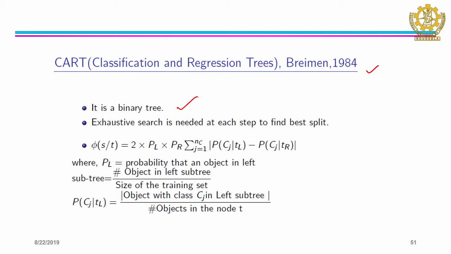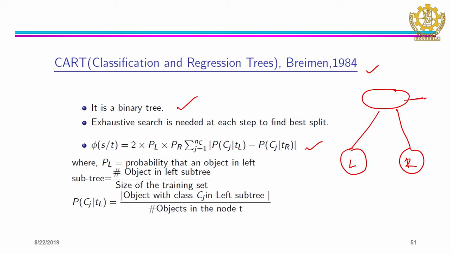Now, how do we get the best split? This is the formula. If you have a node, it can have a maximum of two branches: let us say the left side is one branch and the right side is another. We cannot have more than that. Now we find whether this split is the best or not. We find the maximum separation between the left node and the right node across the classes. That is the formula here.